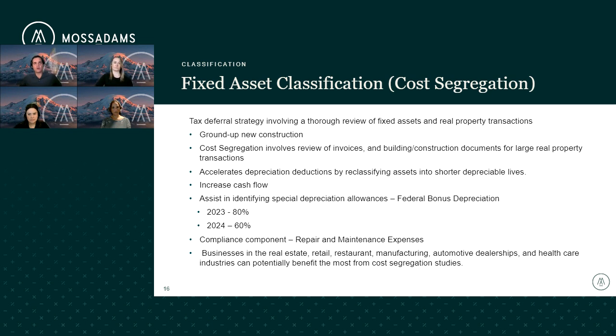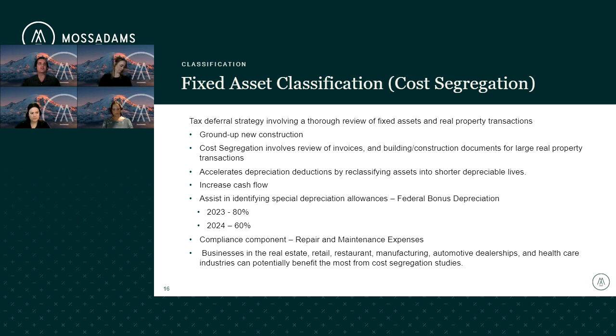This might be a more well-known incentive. Cost segregation. Now, unique from the others, this isn't a tax credit. This is a tax deferral strategy. So a deferral of income tax, cash flow play. It involves a review of fixed assets and for cost segregation, real property transactions. So think leasehold improvements, ground up construction. If you're acquiring a facility, any significant real property transaction.